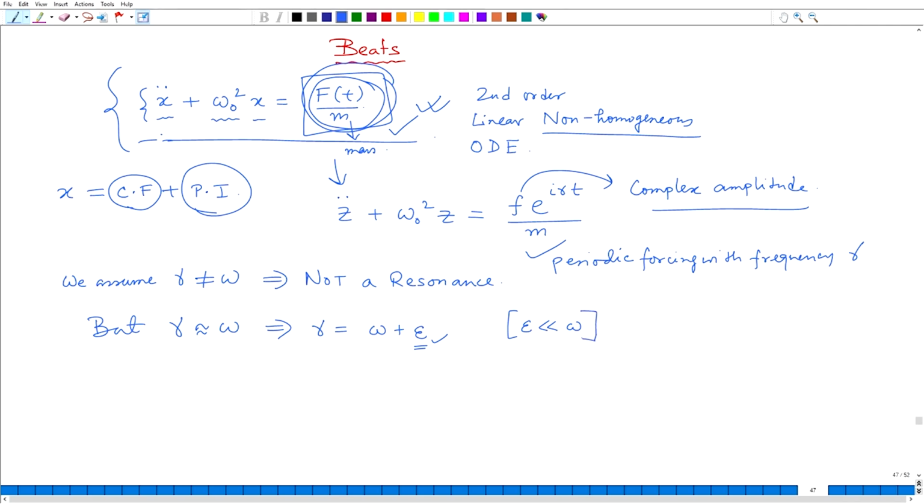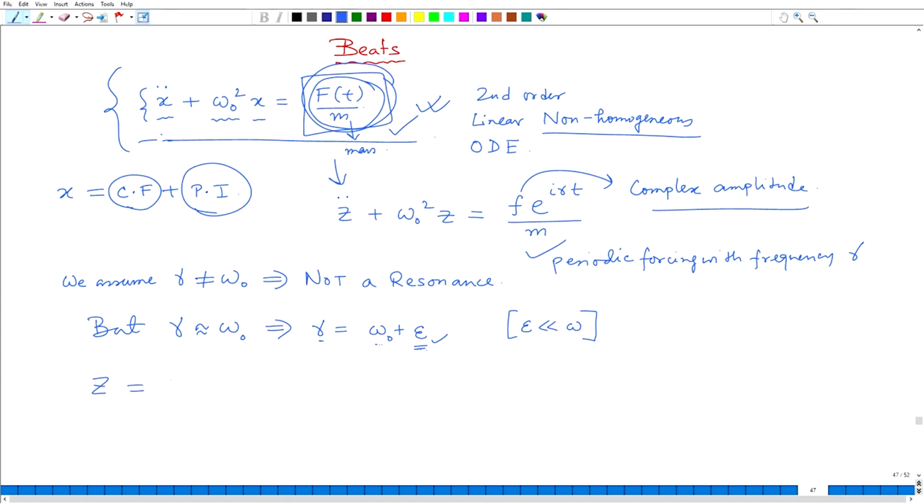But somehow this is just a quantity which says that gamma is not exactly equal to omega, but it is quite close to omega, or omega 0 to be very precise. I am sorry, many a times I just mix between omega and omega 0. So, please bear with that a little bit. So, omega 0.